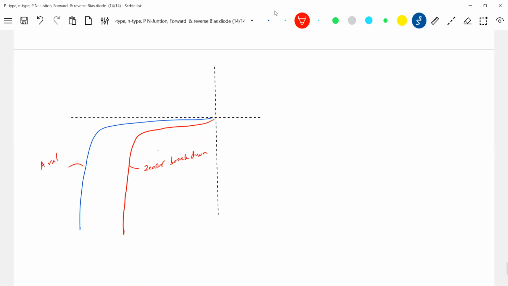This is avalanche breakdown. For some of the diodes, often they are designed in such a way that both will occur simultaneously. Usually Zener breakdown will occur first, then avalanche breakdown. For some of the diodes, both will take place simultaneously. So nothing wrong.